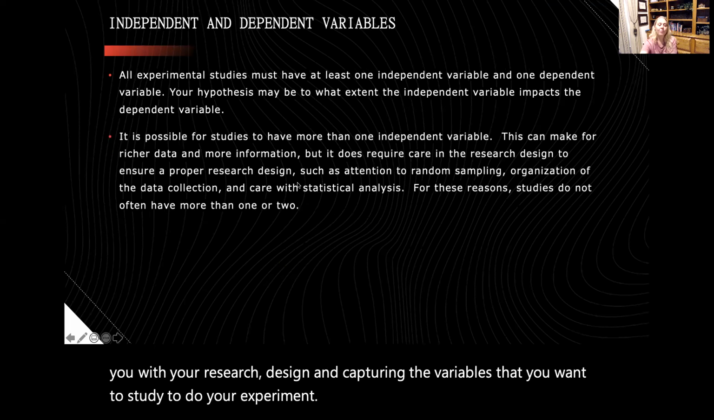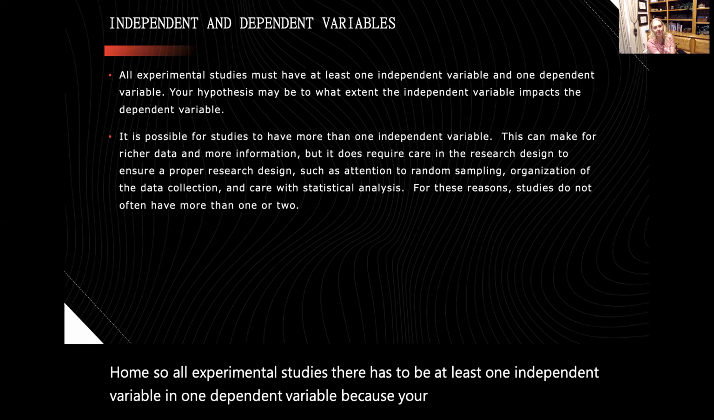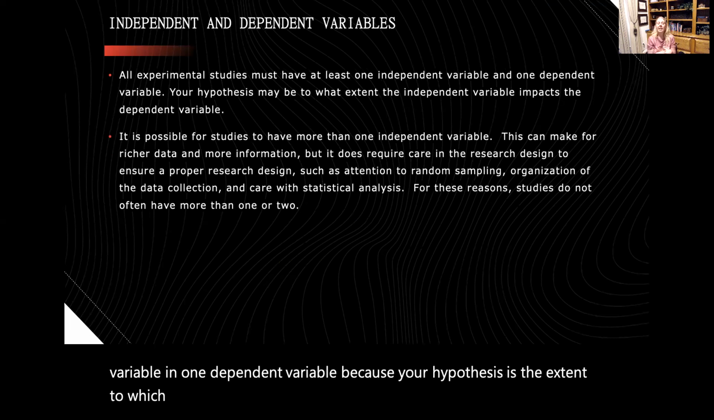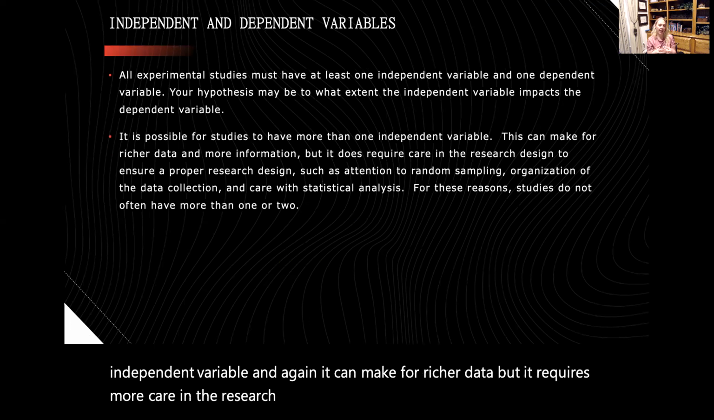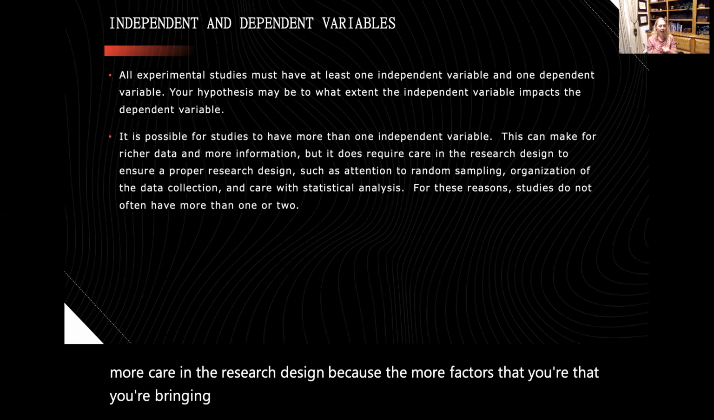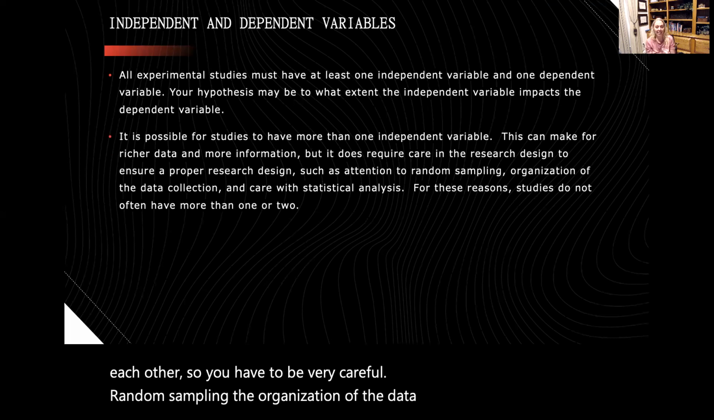Okay. So in all experimental studies, there has to be at least one independent variable and one dependent variable, because your hypothesis is the extent to which one impacts the other. Some studies do have more than one independent variable. Again, it can make for richer data, but it requires more care in the research design, because the more factors that you bring in, you have to make sure that they're not influencing each other. So you have to be very careful with the random sampling, the organization of the data collection, and your statistical analyses.